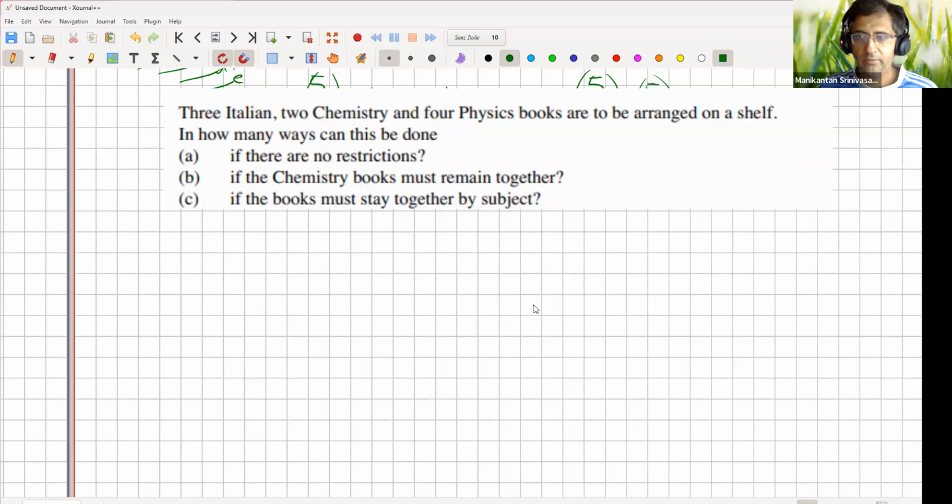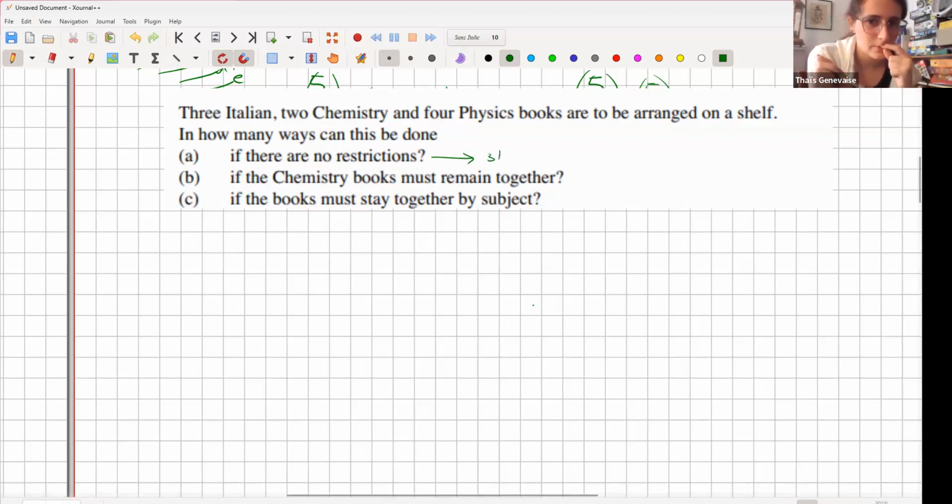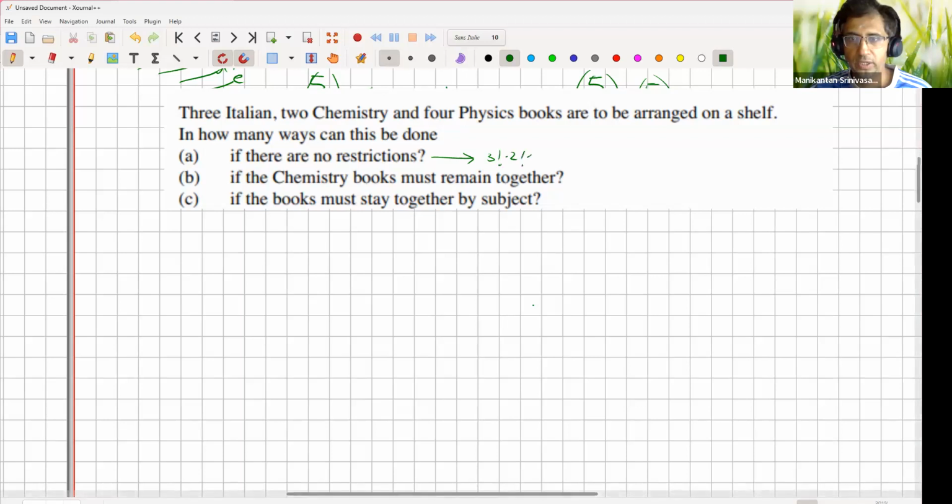Okay, Sarah or Thais, can you do the first one? If there are no restrictions, what is the answer? I think that if there are no restrictions, I'm not sure. I could just multiply 3 factorial by 2 factorial by 4 factorial. Yeah. Explain this. I'm not saying it's right or wrong, but explain why.